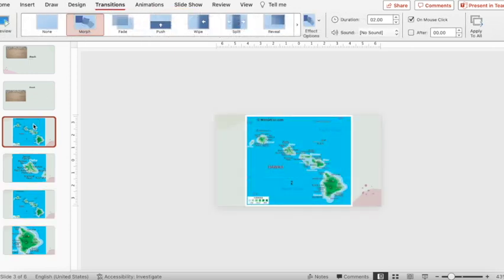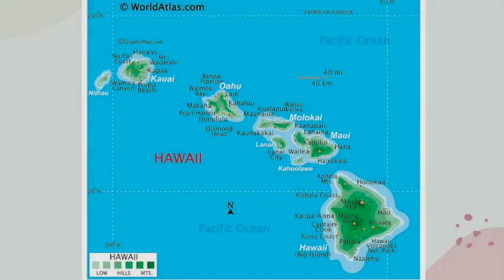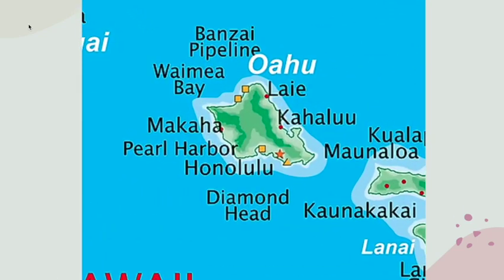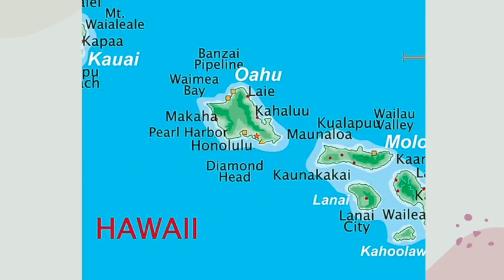So I've applied morph to them, and now let's run the slideshow. Go to current slide. So it begins with the full map of Hawaii, the state of Hawaii, the Hawaiian Islands. I move to the next slide, and it zooms in on the island of Oahu, which is where the capital, Honolulu, is.